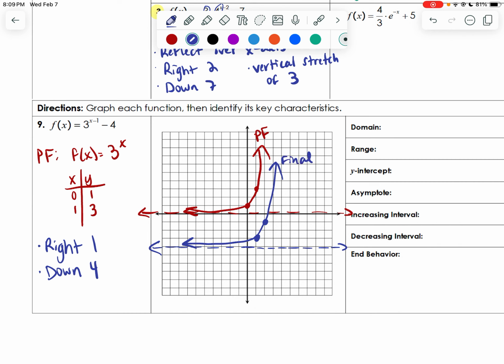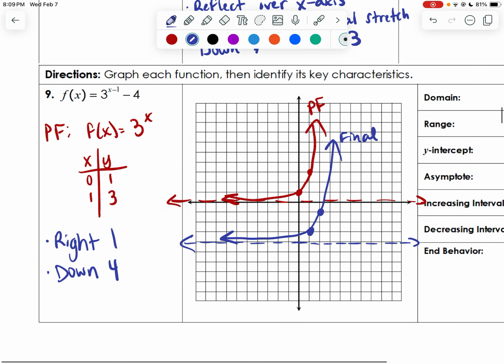So you can totally do it that way, right? Just draw your parent function and then count the points, shift it on your graph. That's one way to do it. You can also do it algebraically. So like we already had those points 0, 1, 1, 3. Just think about right 1, that's affecting the x's, and then down 4, that's affecting the y values, right? So for new points, that would be adding 1 to the x's, and down 4, subtracting 4 from the y's.